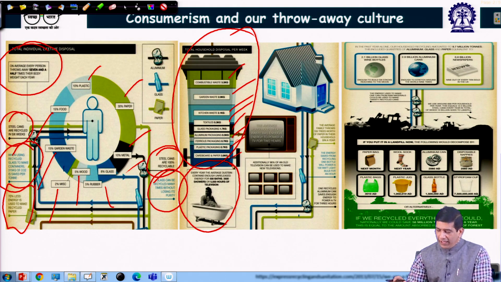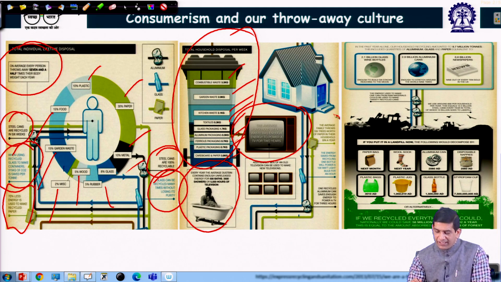These are all global averages, not Indian conditions. There will be slightly less as of now. So average household weekly waste is enough to power a TV for 2 years. If you have an old television, 96% of an old television can be used to make a new television. So 96% of the old television can actually be recycled.